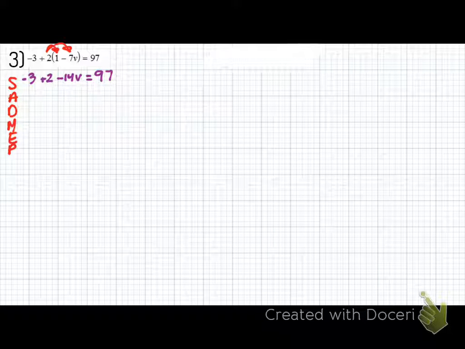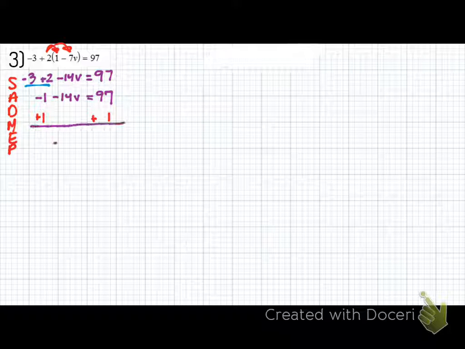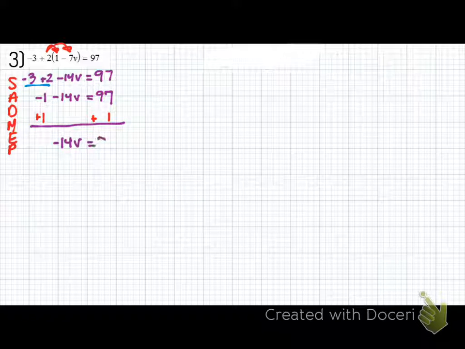Okay? The next thing I want to do is combine like terms. So I have this -3 and 2. That becomes -1 minus 14v is equal to 97. Okay, what should I do after this? Add 1 to both sides. Great. Add 1 to both sides. So you got -14v is equal to -98. Okay. Finish up the problem for me and then show me your final answer.